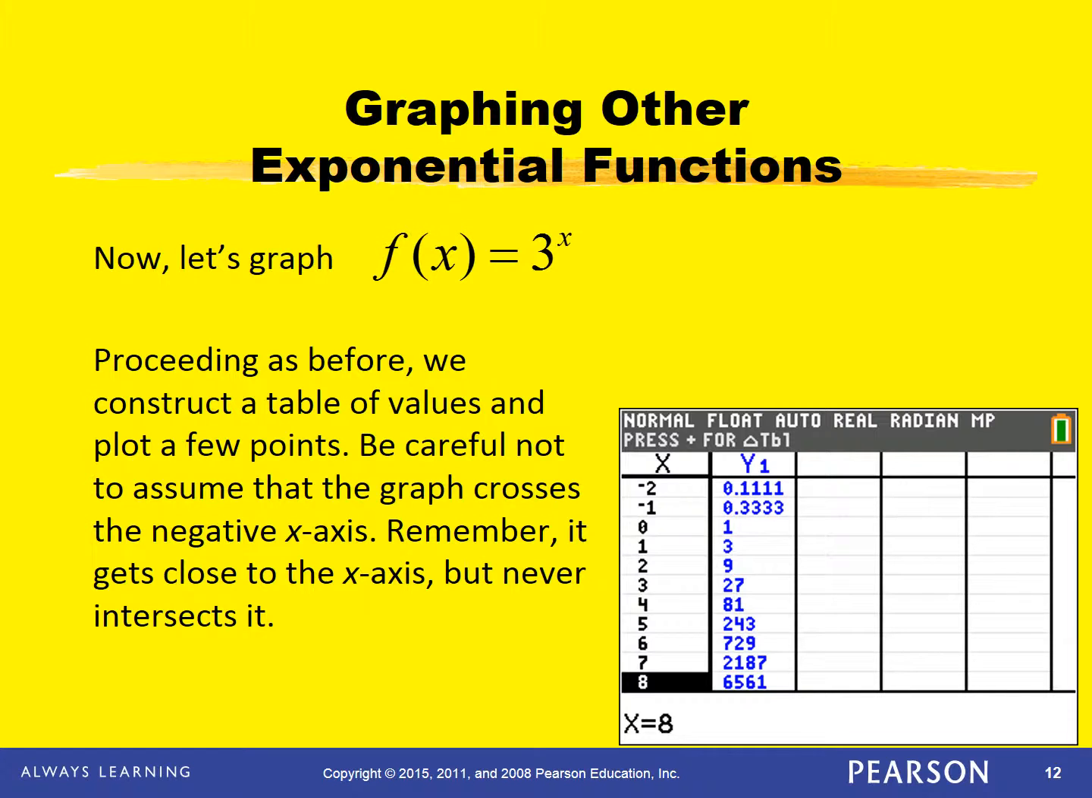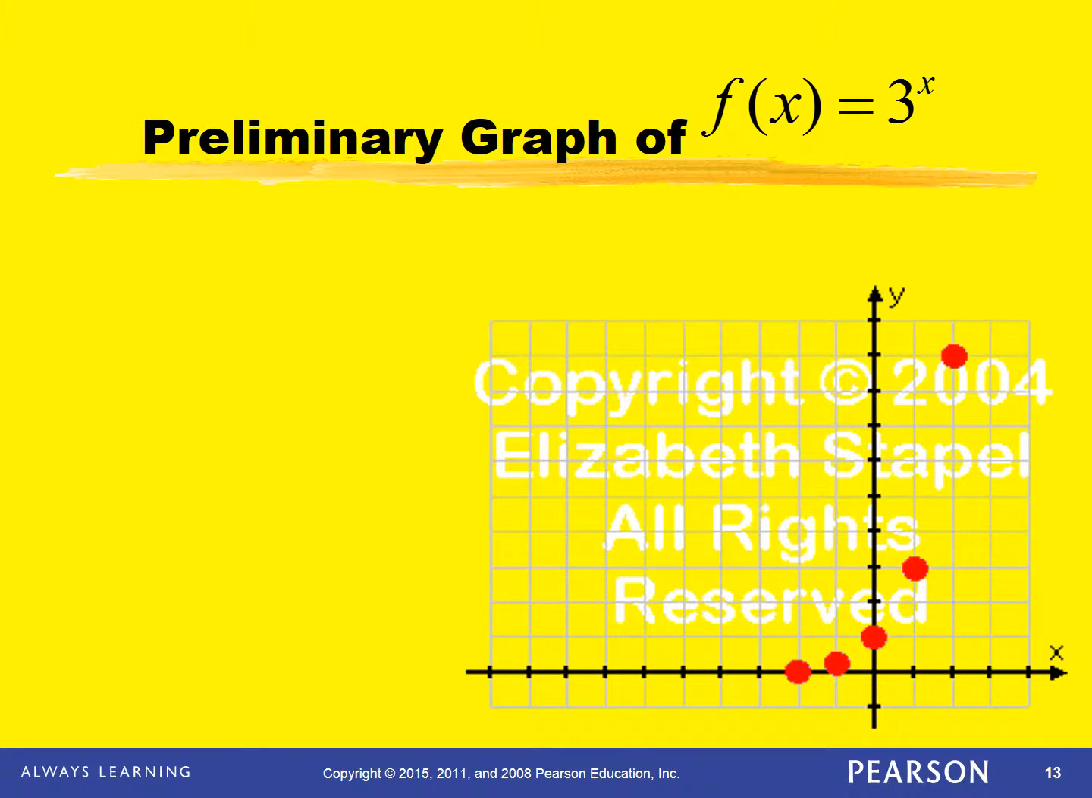So there's a table of values, and we have values like these for the negative x values, because 3 to the -1 is 1 over 3 to the +1, right? The reciprocal of 3. And 3 to the -2 is 1 over 3 to the +2, or 1/9. And 1/9 is in decimal form.